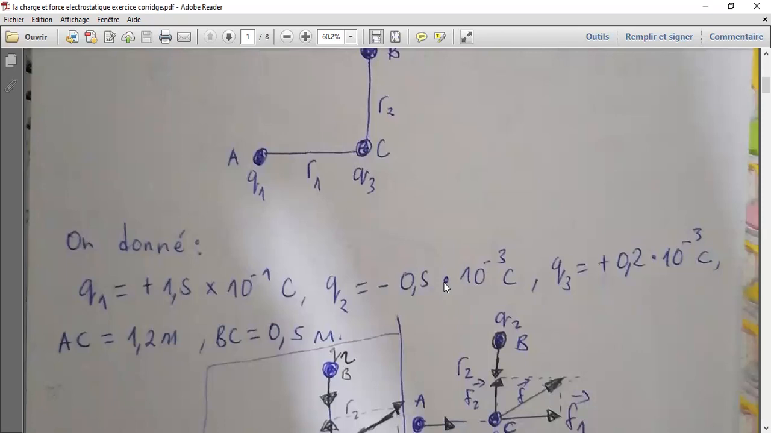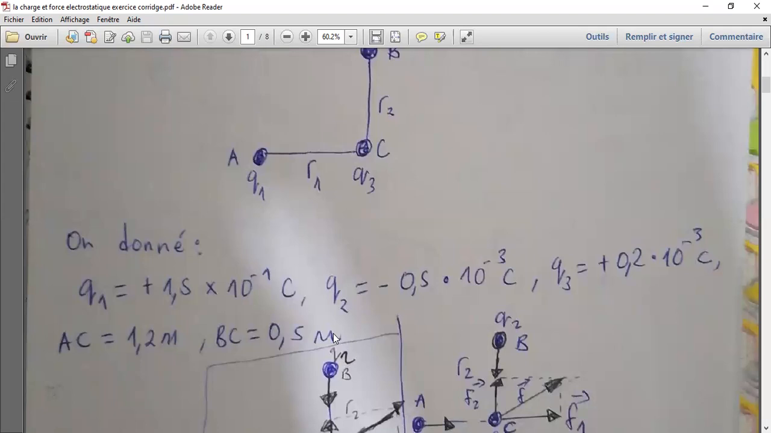And Q3, they have also given us its charge, which is positive 0.2 times 10 to the power negative 3 coulombs. Then they have given us the distance AC, which is 1.2 meters, and the distance BC, which is 0.5 meters.